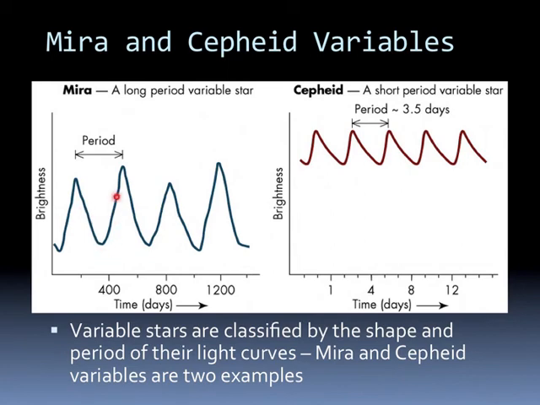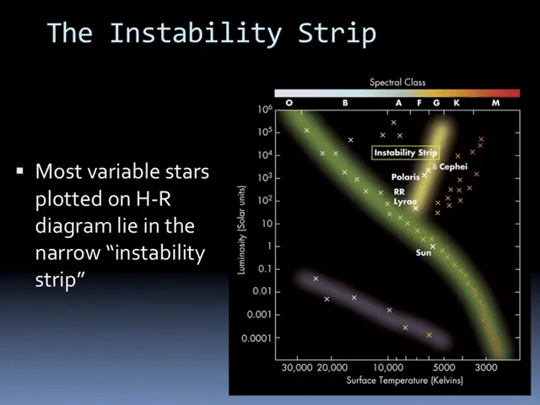For the Mira stars, the period is sometimes several hundred days; in this case the period is 200 days for this star. The Cepheid variables are short period variable stars, and their period is 3 to 4 days. Now if we look at variable stars, they lie on something called the instability strip on the HR diagram. Notice stars like Polaris, our North Star, are variable stars. This concludes everything we're going to talk about in Chapter 10.